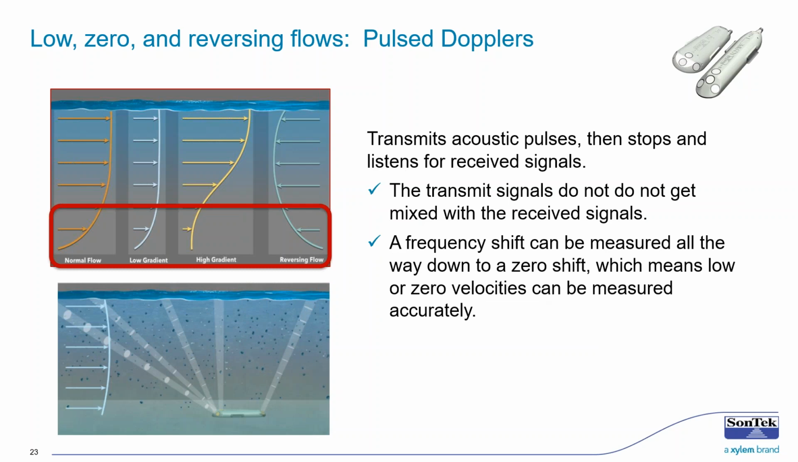So in contrast, the pulse Dopplers, because of the way they operate, are not subject to a low or 0 limit. This is because the pulse Dopplers pulse, and then they stop and listen. So there is a time when the transmit signal is not happening. So we know there's no transmit signal. Any shift that comes back 0 is a result of particles. And we know, therefore, when the particles and therefore the flow are at 0 or very low. So 0 or low flows can be measured very accurately with pulse Dopplers.